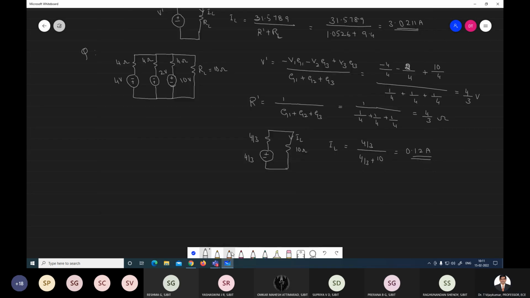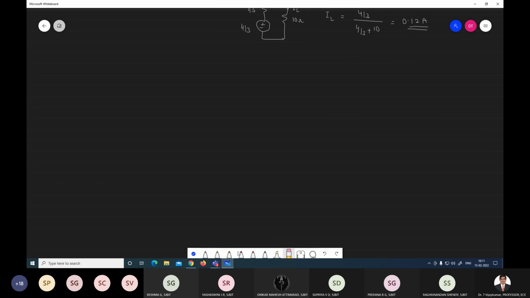Next problem. Find the load current I in the circuit shown in figure by using Millman's theorem.